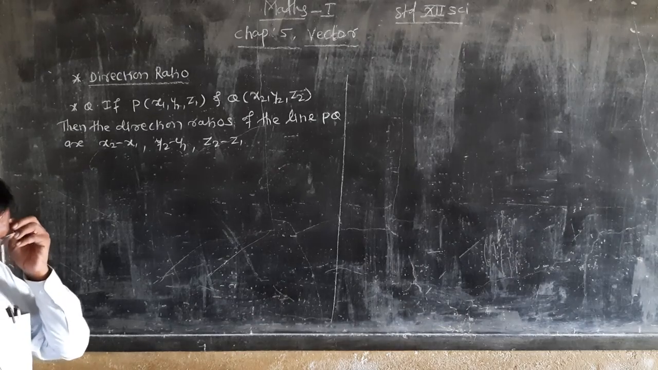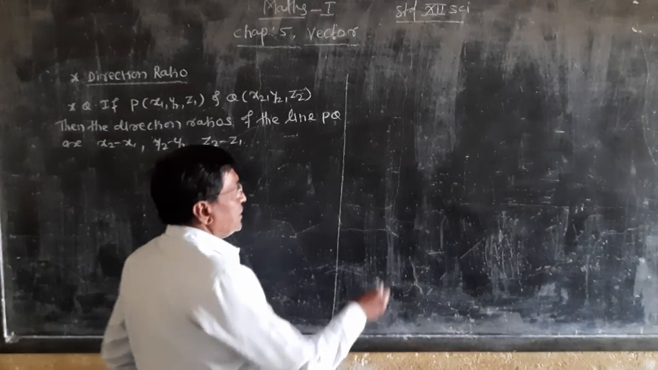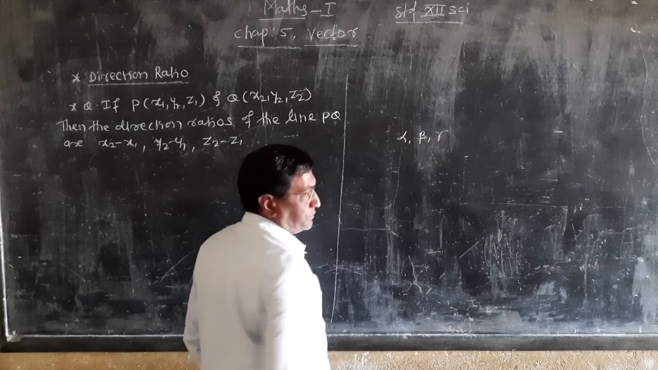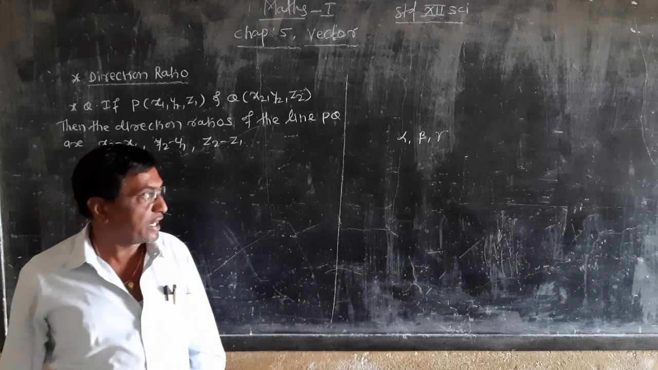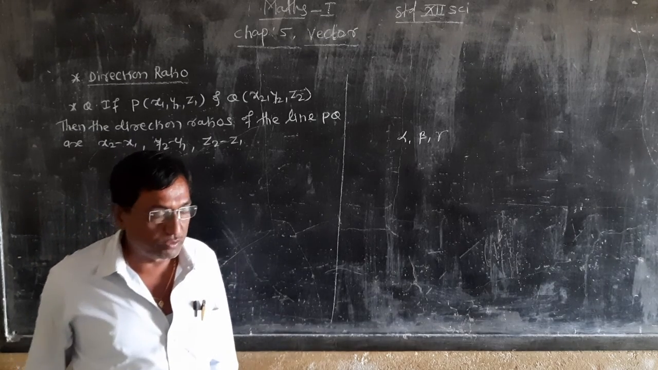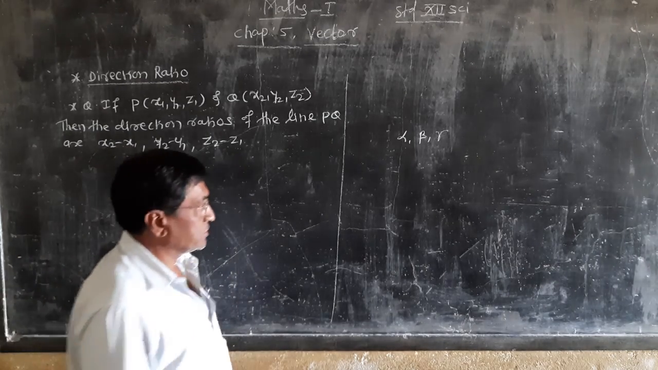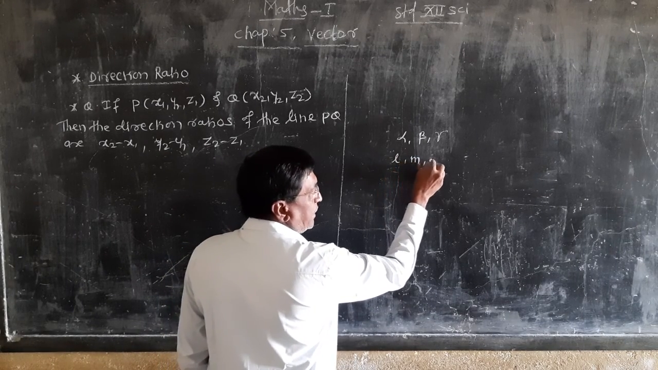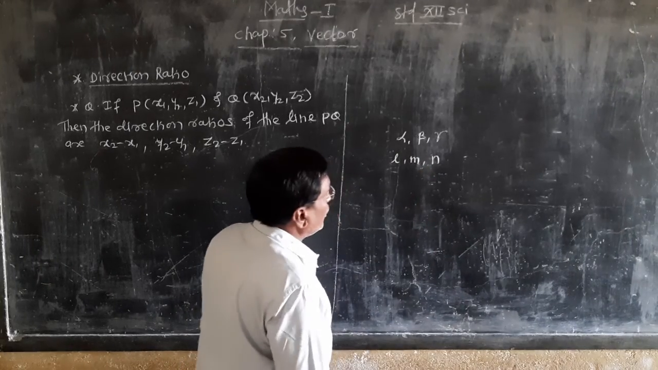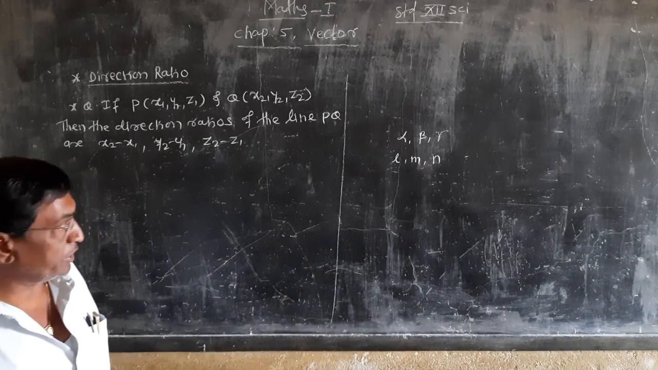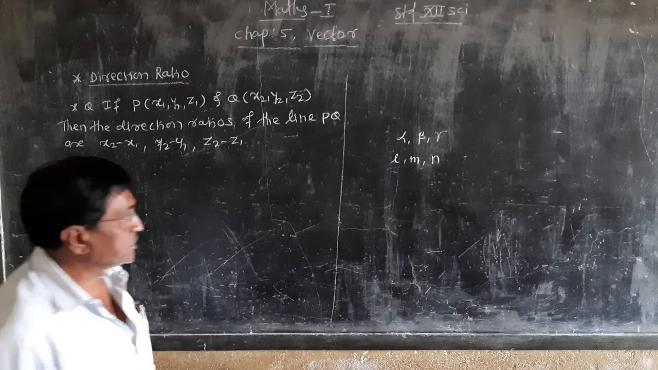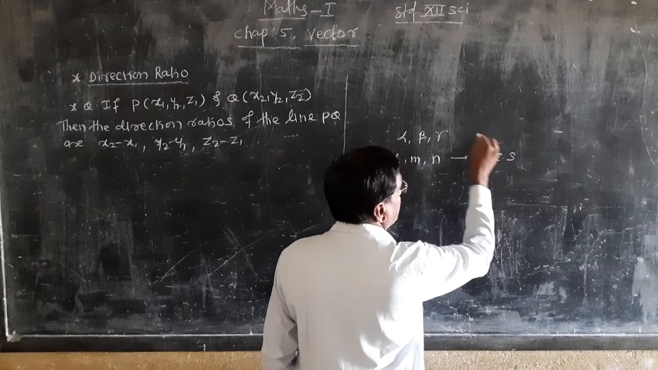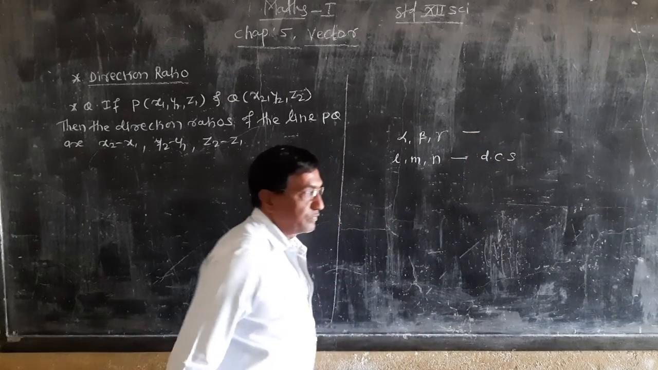So students, you already know that alpha, beta and gamma are the direction angles of the line, making angles with the positive x-axis, y-axis and z-axis. Similarly, cos alpha, cos beta and cos gamma are denoted by l, m, n, and these are the direction cosines. In short, it is denoted as DCs, direction cosines.